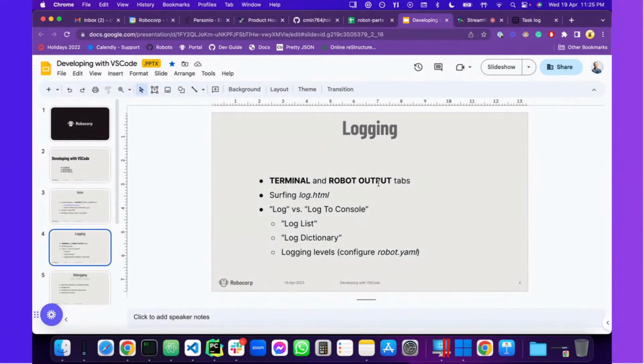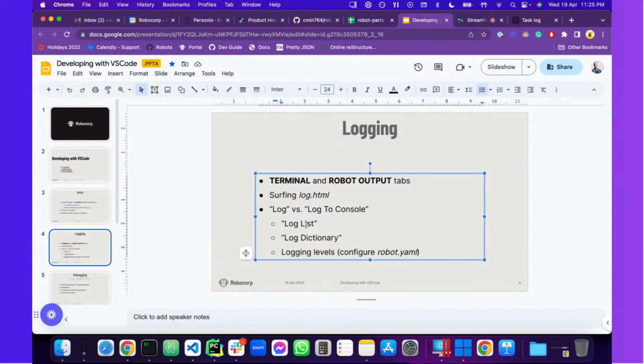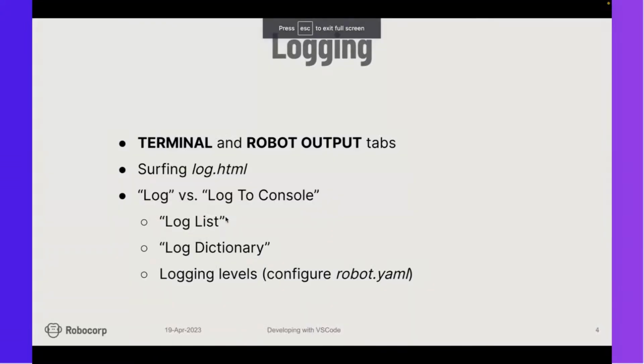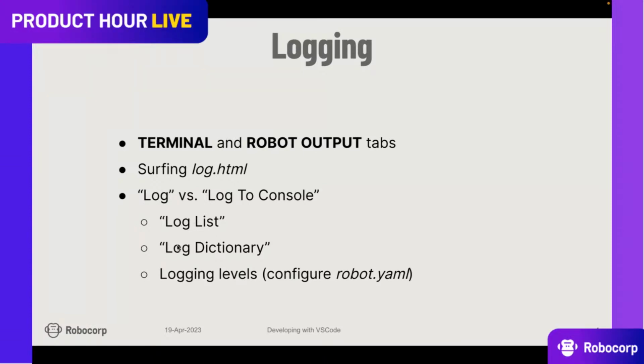It starts from the terminal and robot output tabs. Then you can serve that log HTML. There are also a couple of handy wrappers over the log, the simple log. One of them is log list, for example, which will help you save some time because it's logging an entire list object. And you don't need to iterate with a for loop, where you get every item in the list and then print that item, in case you want to print an entire list nicely formatted. You can just use log list, or log dictionary in a similar way for dictionaries.